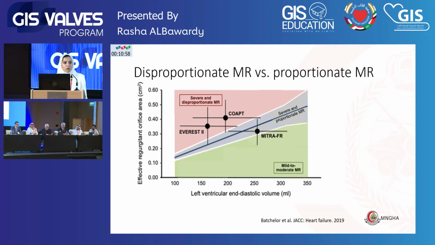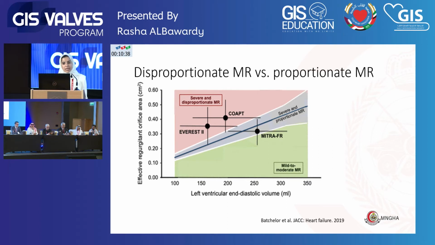So this kind of goes along with the disproportionate versus proportionate MR. We've seen the differences in outcome in the MITRA-FR and the COAPT, and the main differences come from two things. One is the EROA, which is more severe in the COAPT compared to MITRA-FR. And two is the LV end-diastolic volume, which was more dilated in the MITRA-FR.